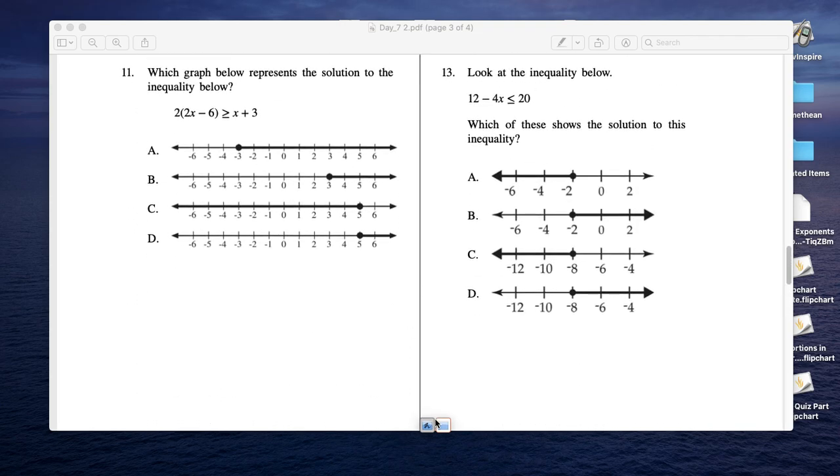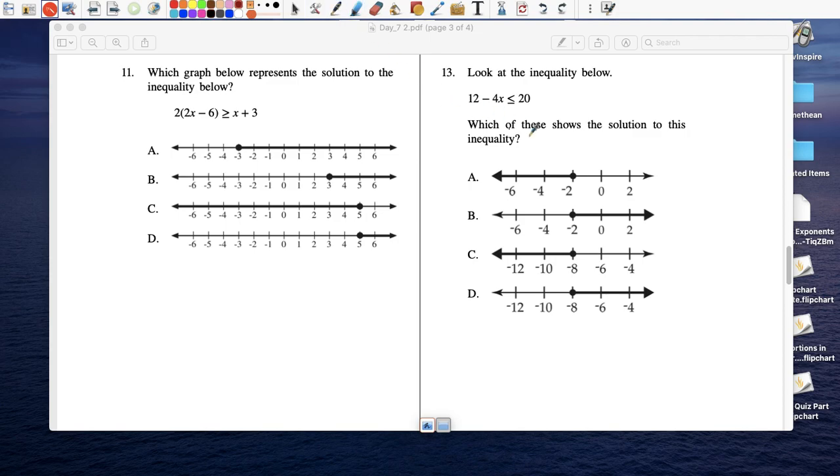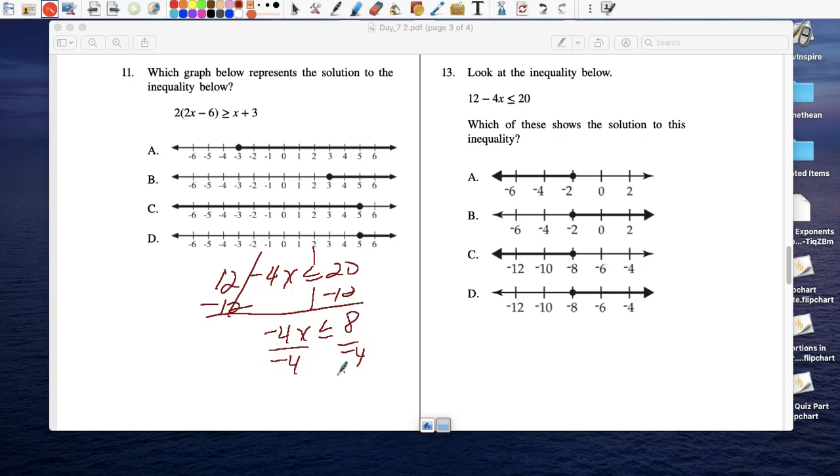Okay, 12, 13. And I guess this is an inequality review. Which of these shows the solution to the inequality? Well, 12 minus 4x is less than or equal to 20. Line in the middle. Minus 12, minus 12. This goes away. Negative 4x is less than or equal to 8. Divide by negative 4. Divide by negative 4. X is greater than or equal to negative 2. Right? Because 8 divided by negative 4 is negative 2.